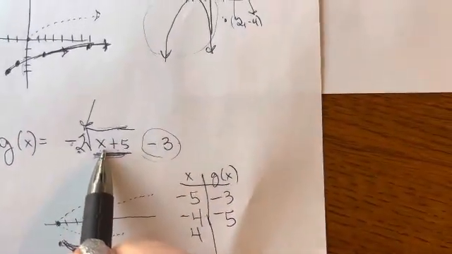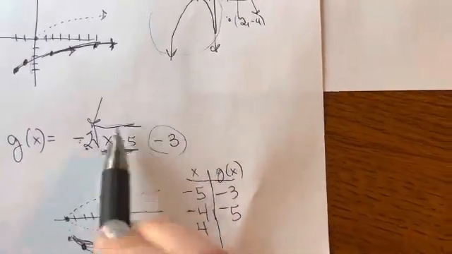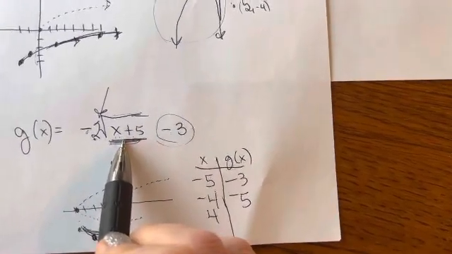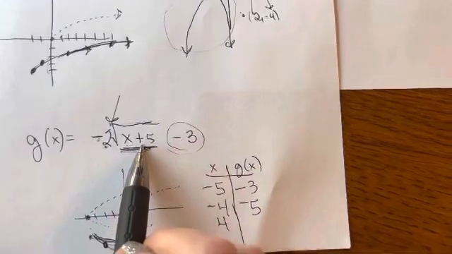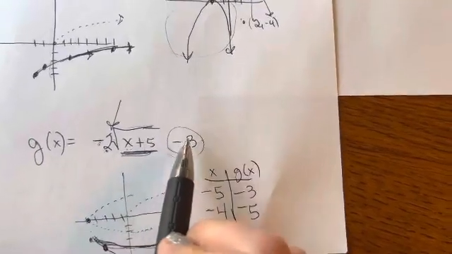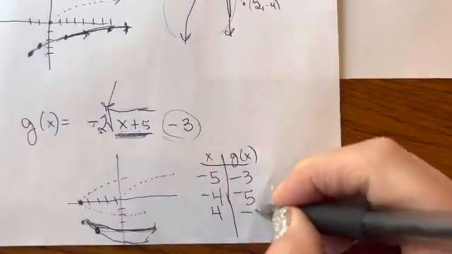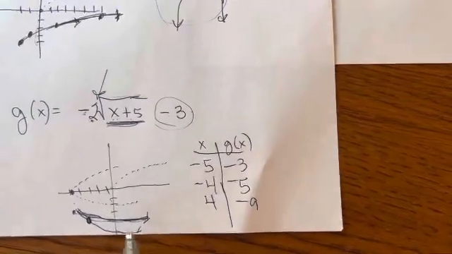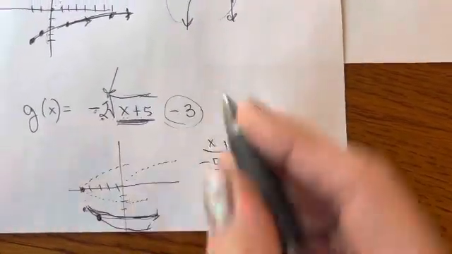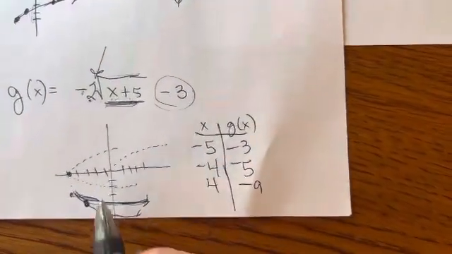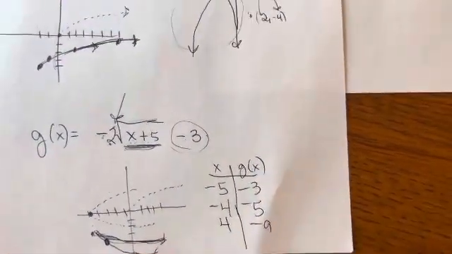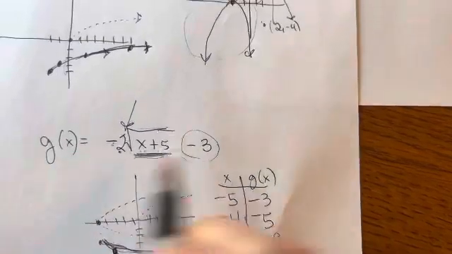If I plug in a 4, 4 plus 5 is 9. The square root of 9 is 3. -2 times 3 is what? -6. Minus 3 is what? -9. And that gives me a point to aim for. Now I have a feeling I'm running out of my paper on this one, but I hope that gives you an idea. I would go over 4 and down 9, and that would give me this nice smooth curve to aim for.